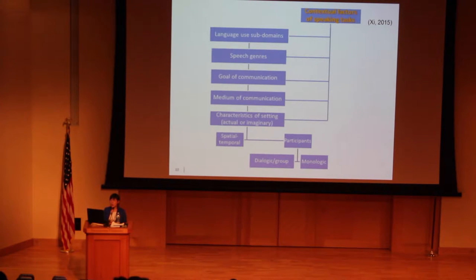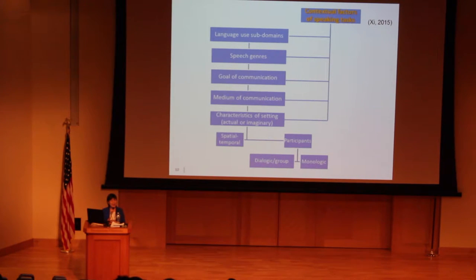And this is a scheme of contextual factors of speaking tasks that I proposed at the LTRC conference in 2015. It essentially has a few layers of contextual factors, including language use subdomains. So if you think about the academic domain, we would be talking about the social interpersonal, school navigational, general academic, and discipline-specific academic subdomains. Speech genres are relatively stable types of utterances, such as everyday conversational, everyday narrative, etc.